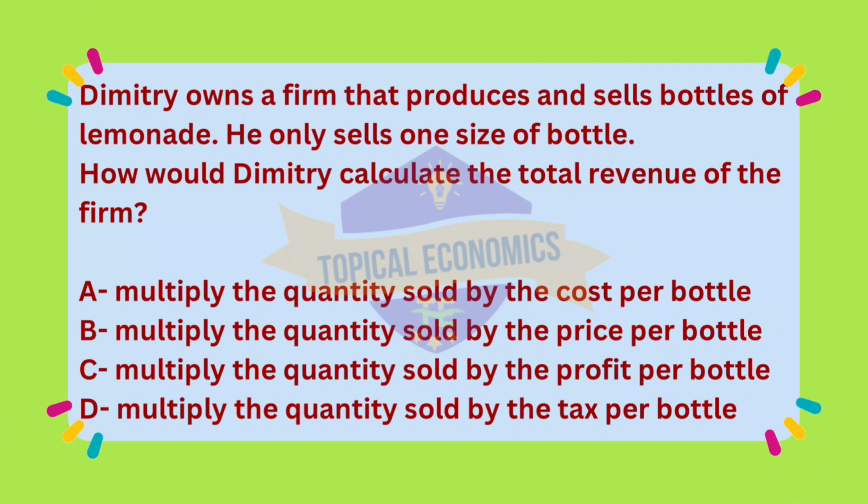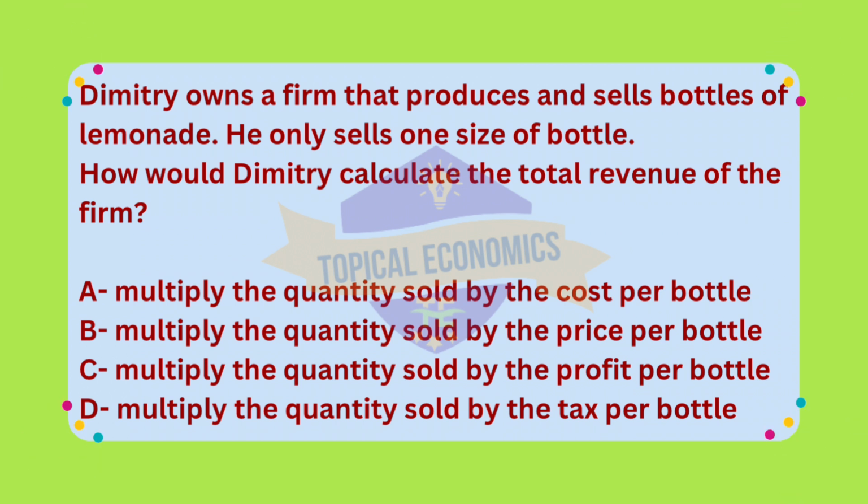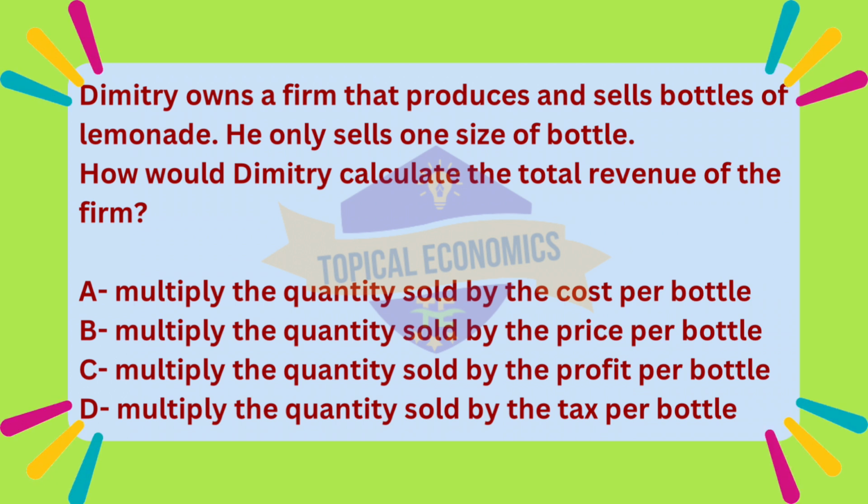The correct answer for this question is option B. Multiply the quantity sold by the price per bottle. Total revenue is calculated by multiplying the quantity of goods sold by the price per unit, in this case, the price per bottle of lemonade. This gives the total amount of money the firm receives from selling its product.